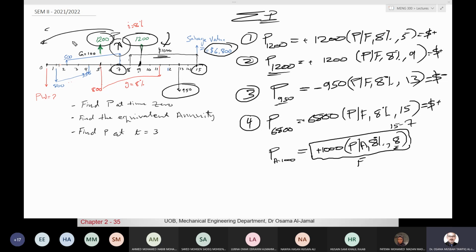So what to do with it? You get the P given F. So multiply it by P given F. I have the i equals 8%, N equals 7. Why 7? 7 minus 0, so it will be 7.